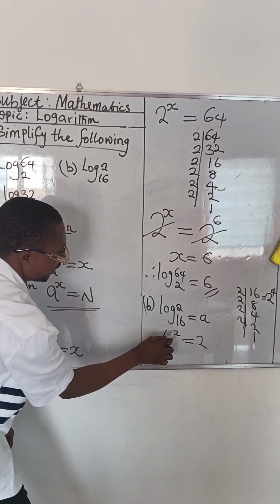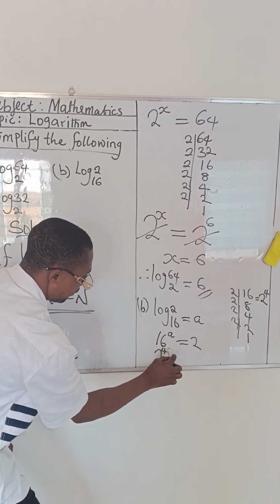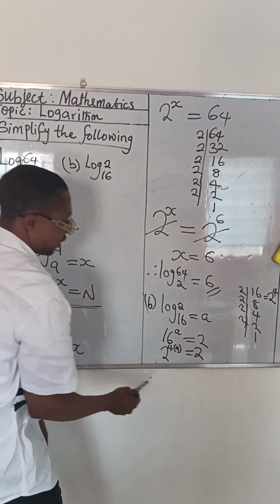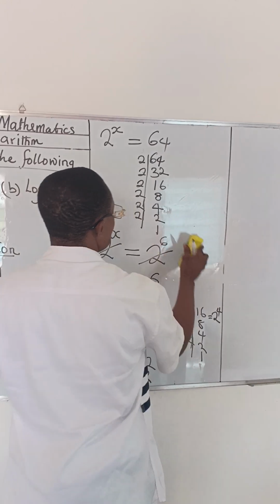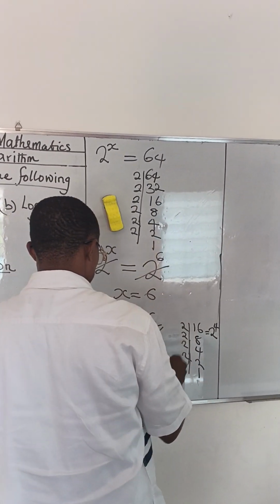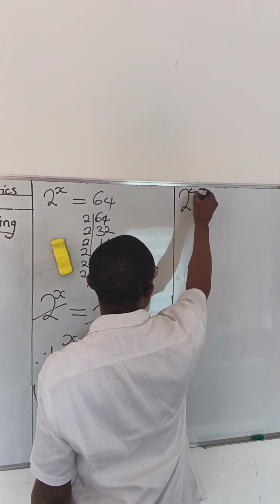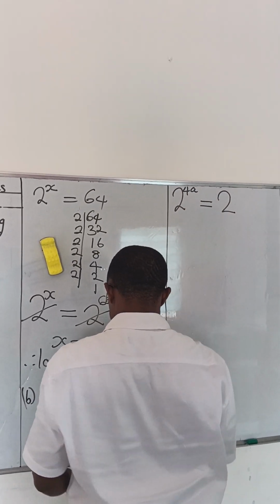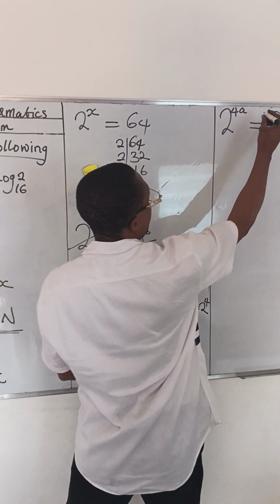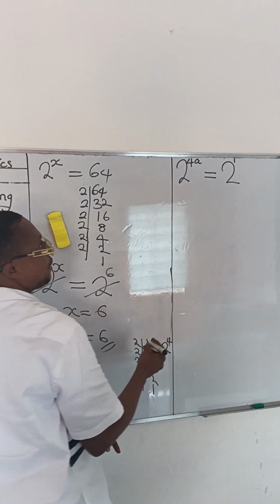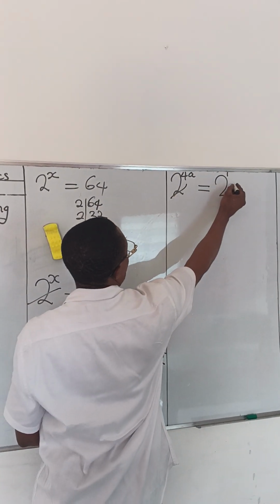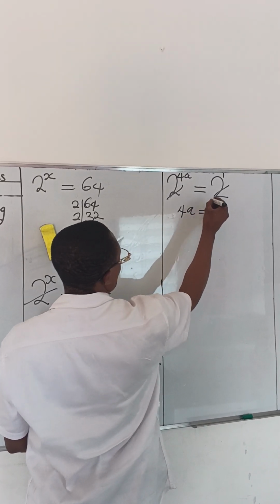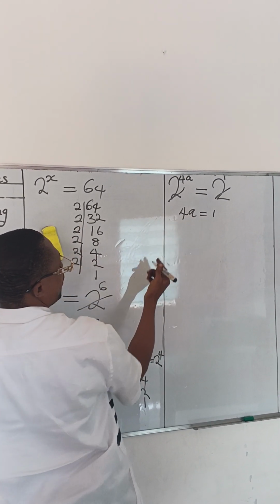So we now say 2 to the power of 4. Remember there is A already here. And this A, if you multiply it by 4, then you have 2 raised to the power of 4A equals 2. Remember that any number that stands like this has 1 as the power. Now the bases are the same. I will say 4A equals 1. Remember, we are looking for the value of A.